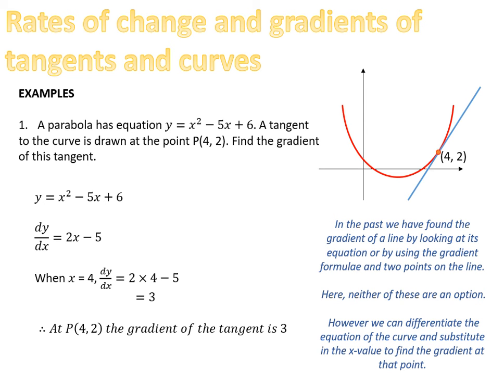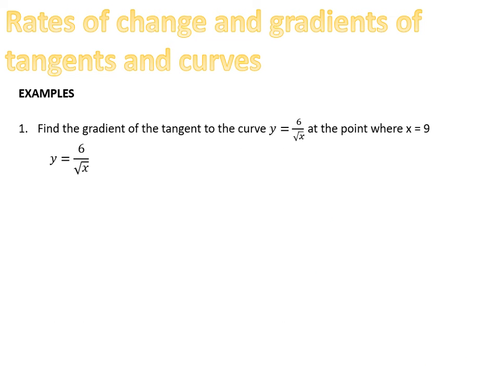But you could be asked this exact same question with different wording. It could be, what is the rate of change at the point 4, 2? It's still just 3. So there are lots of different ways you could be asked this question. But when we're dealing with rate of change or gradient, it's the same thing. In other words, we need to differentiate.